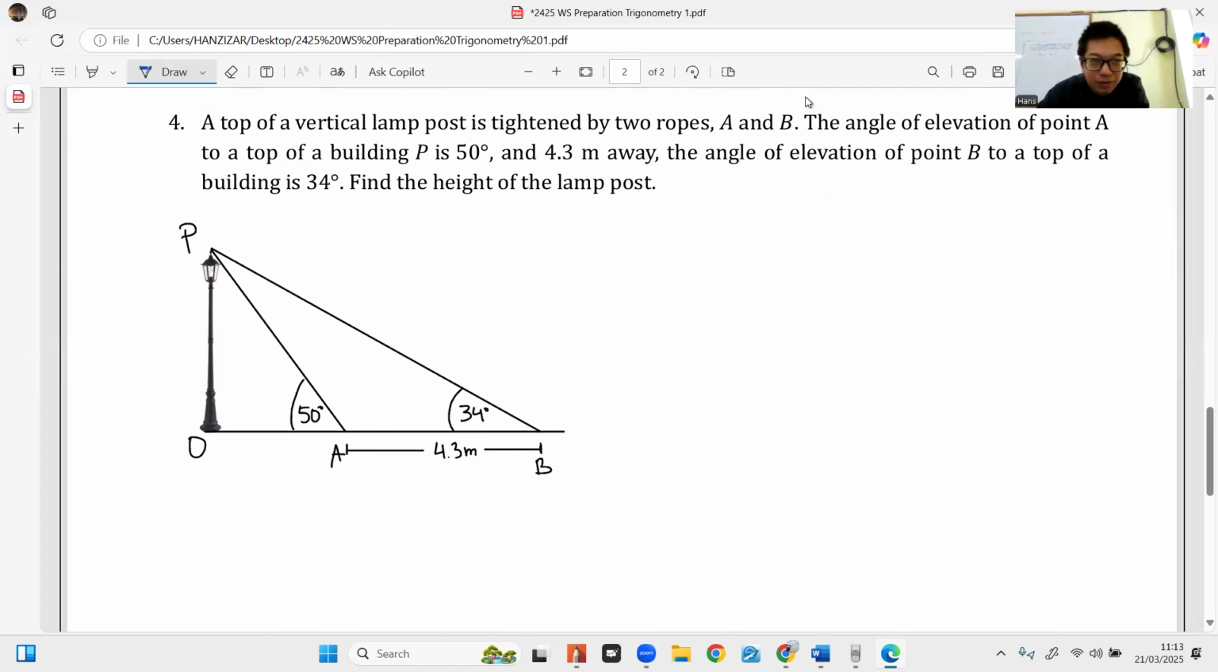Okay, guys, atop of a vertical lamppost, this is the lamppost. You can see the fancy lamppost here, tightened by 2 ropes, A and B. So it is held by 2 ropes, A and B. Maybe it is in installation. They are installing the lamppost. And we have 50 degrees, and B is 4.3 meters away. The angle of elevation of point B to the top of the lamppost is 34. Find the height of the lamppost. Find this, you can use H, you can use Y, anything. Try to figure it out. I will wait for a while. You may pause the video.